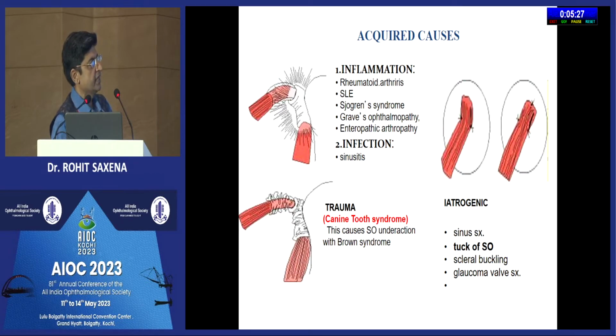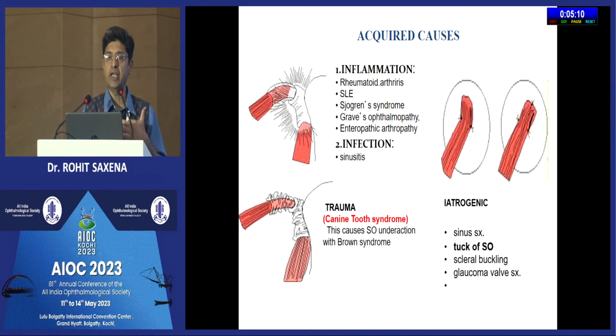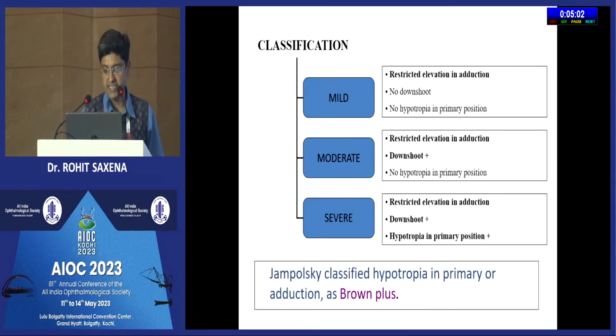Of course, there can be other causes. In an acquired case, there could be inflammation, trauma, sinus surgery, or iatrogenic causes, like we can do with excessive tucking in case of a superior oblique palsy. When you do an excessive tuck, you've tightened the superior oblique so much that it is not able to relax enough to allow the eye to go up and in, when the superior oblique is actually wrapping around the globe and requires its entire length.